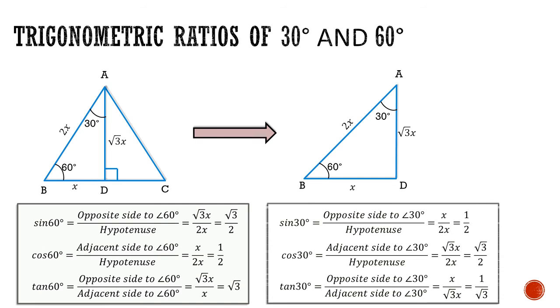These are the values. The important part for you to understand here is how we are deriving or calculating the values of the trigonometric ratios by taking the specific angles into consideration. We did it for 45 degrees and now we are done for 30 and 60 degrees.